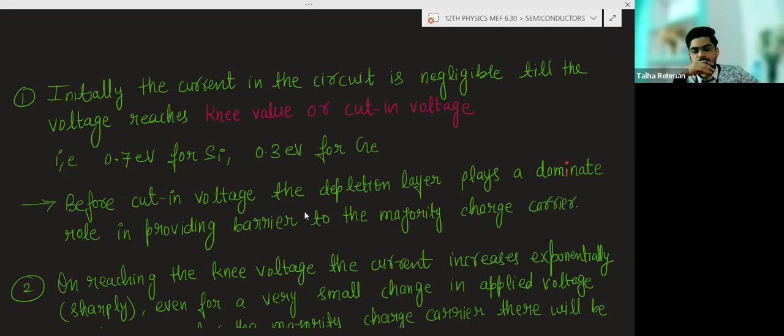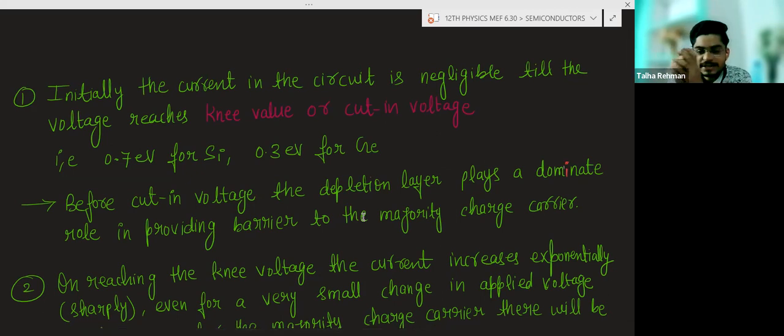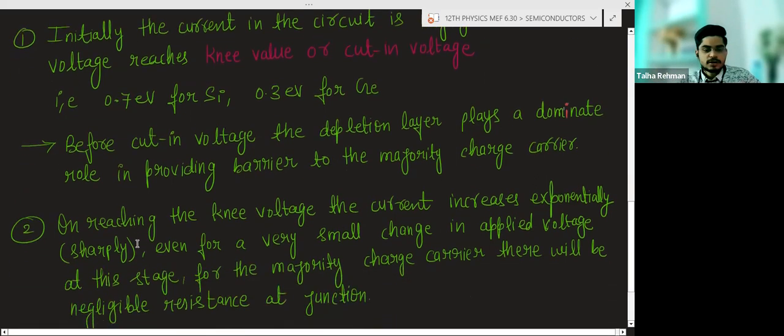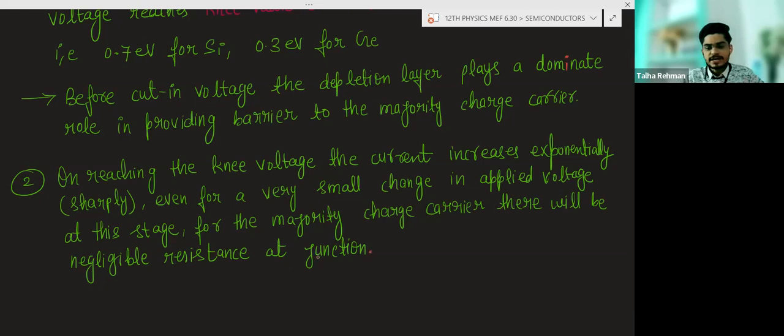And after that they are saying, if depletion layer thickness is more, then what will happen? Less charge carrier will flow. There will be less flow of the charge carrier. Okay. Now on reaching the knee voltage, the current increases exponentially. Even for a very small change in applied voltage at this stage, for the majority charge carrier, there will be negligible resistance at junction.